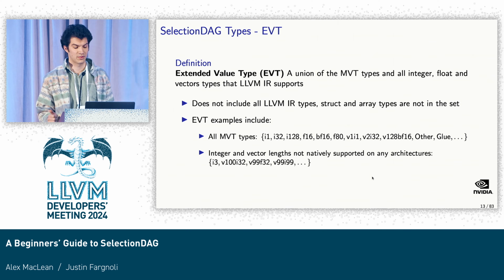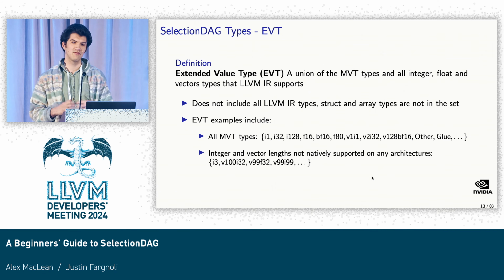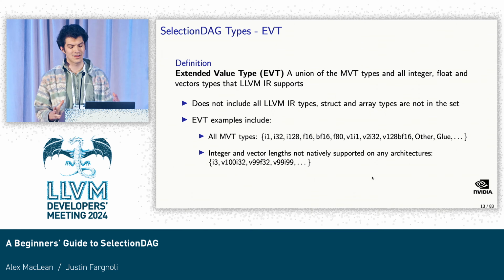The other kind of type that is worth thinking about for SelectionDAG is the EVT. This is the extended value type, and this includes everything that's an MVT, plus non-standard sized integers and vectors that LLVM IR supports. So it includes things like I3 or V100 that aren't natively supported on any target. It doesn't include all LLVM IR types, so structs and arrays are not part of this set.